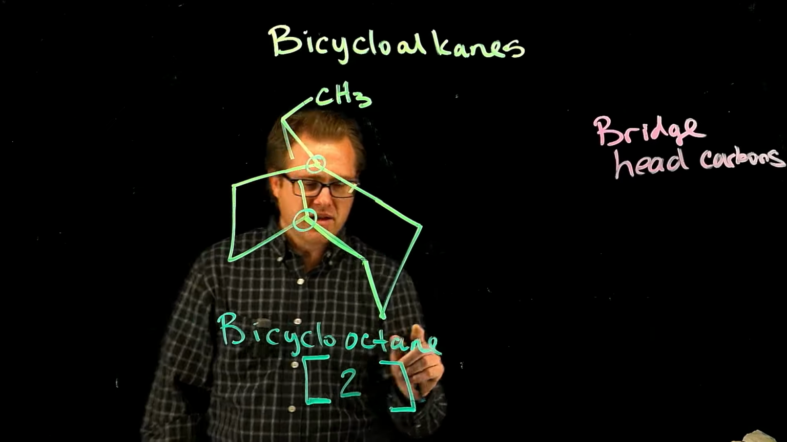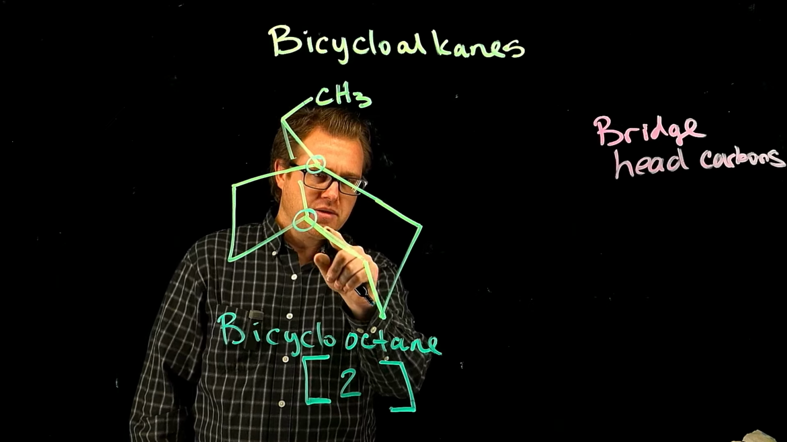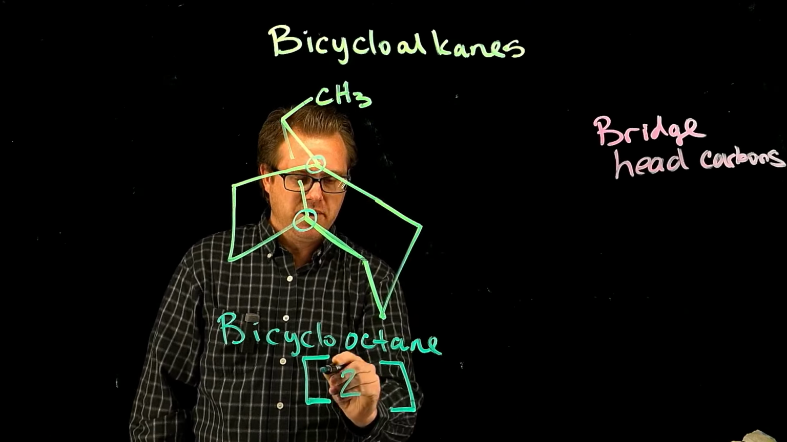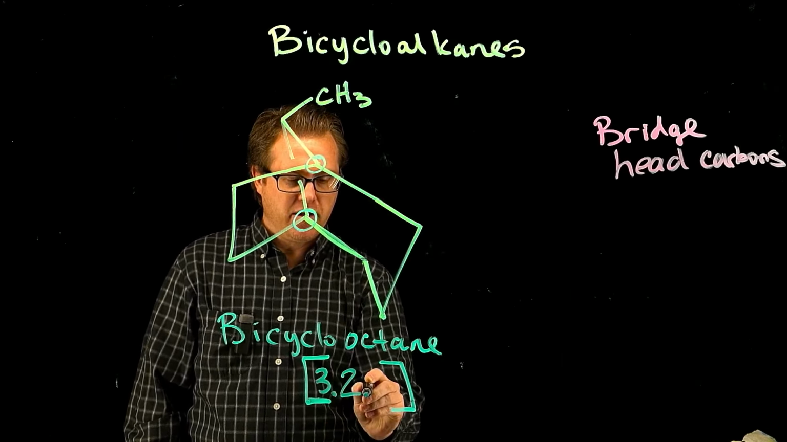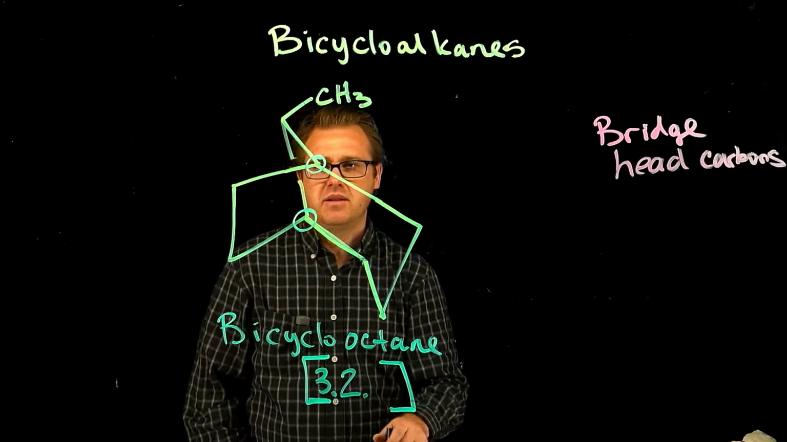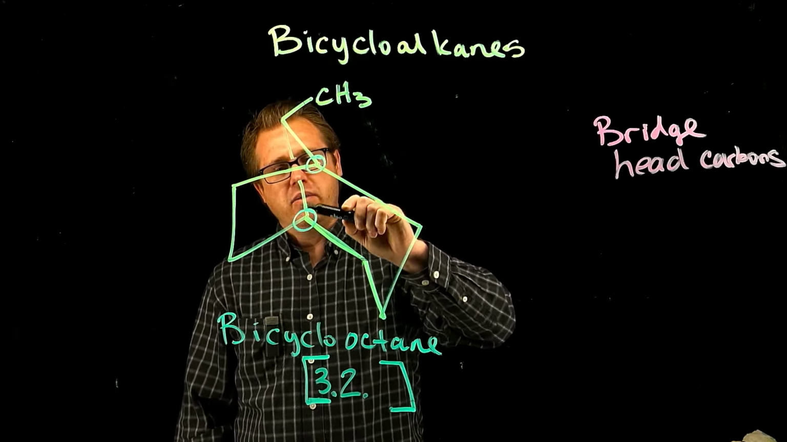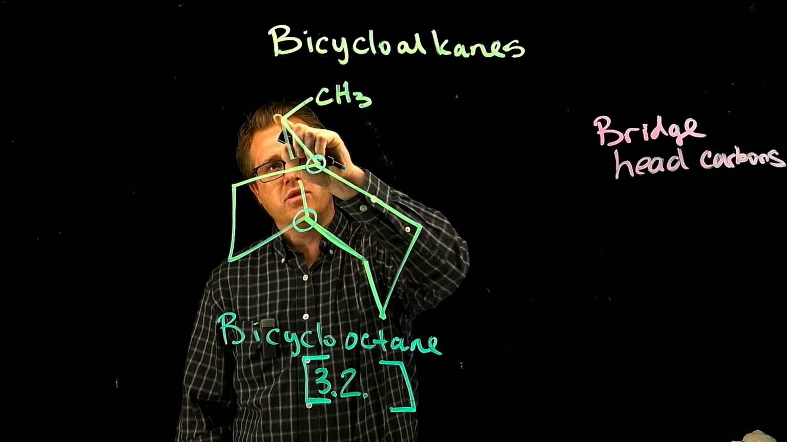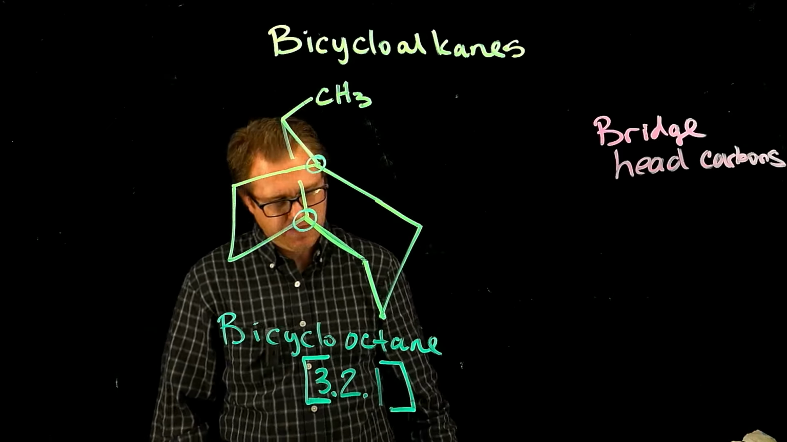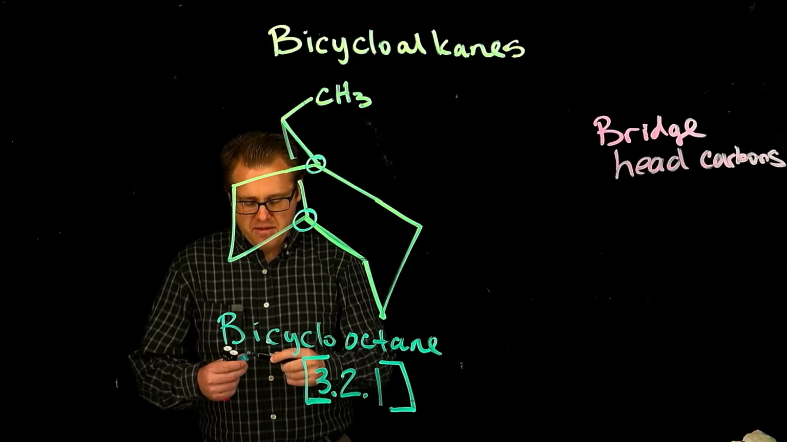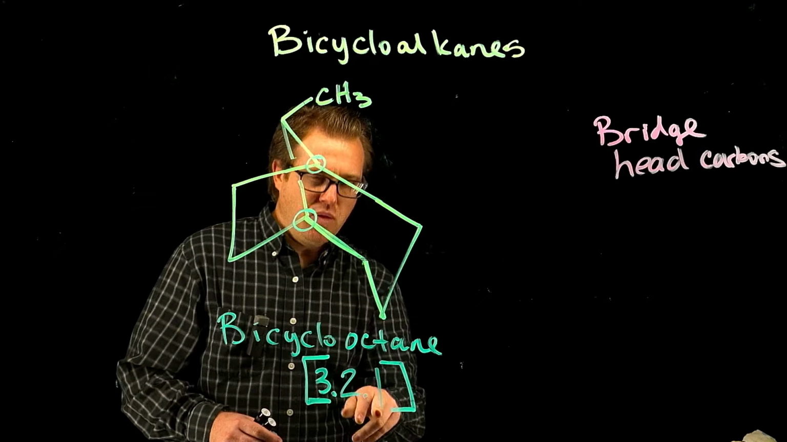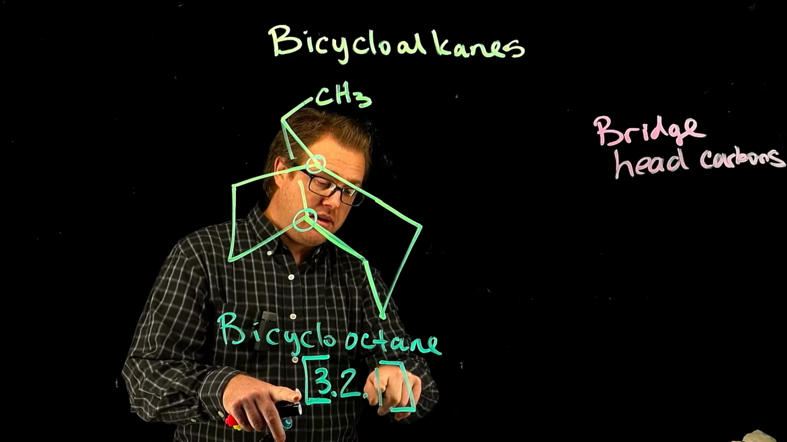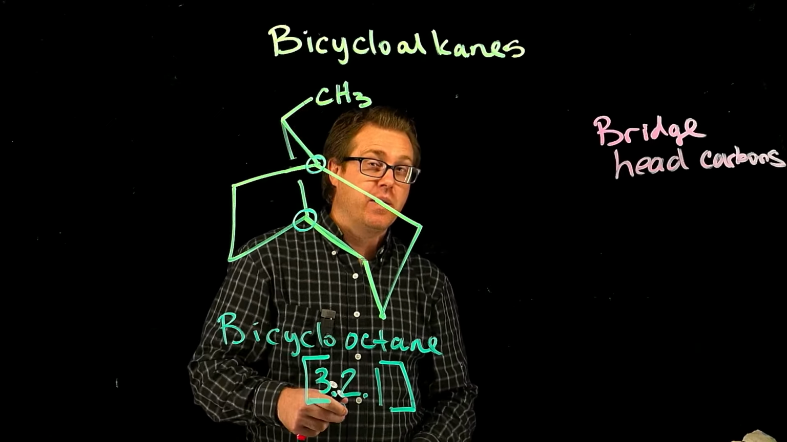But do I have a path that's longer than 2? Well, what if we went this way? That is 1, 2, 3 carbons in between. And we always rank them from largest to smallest. And then we can follow this path right there, and there's only 1 carbon, so 3.2.1. Now we have to memorize this 3, 2, 1 because we're going to follow that path in order to prioritize the locant numbers.